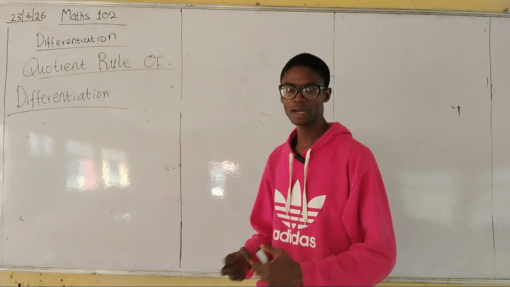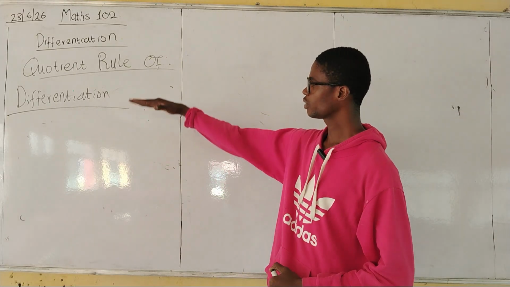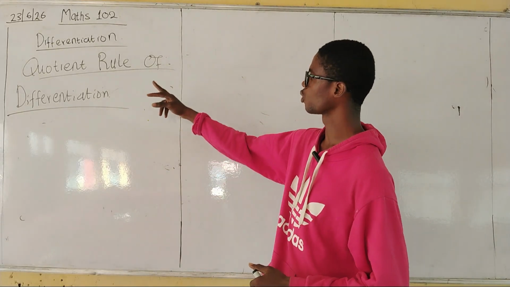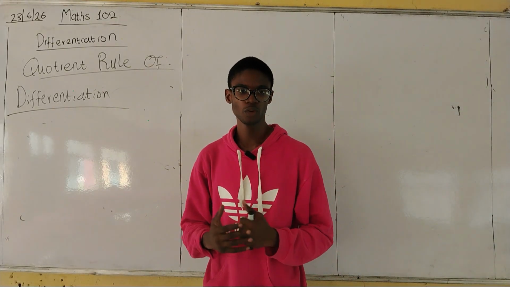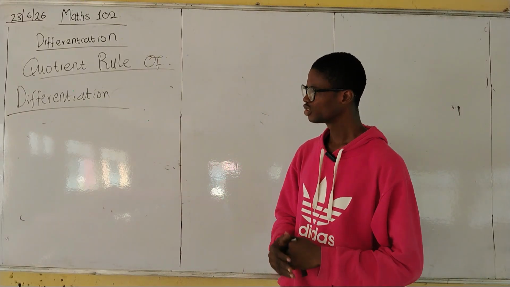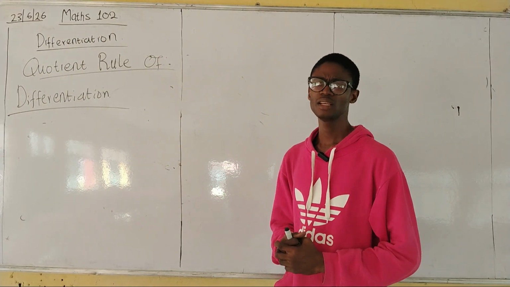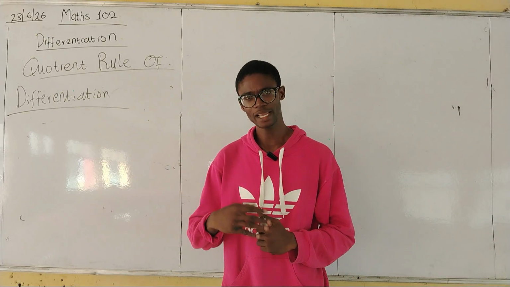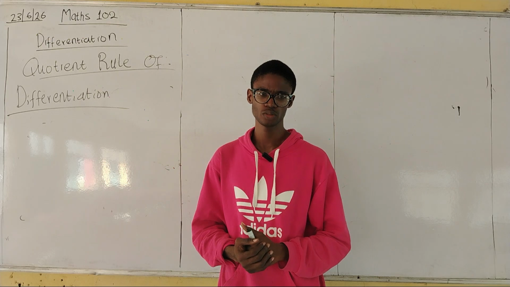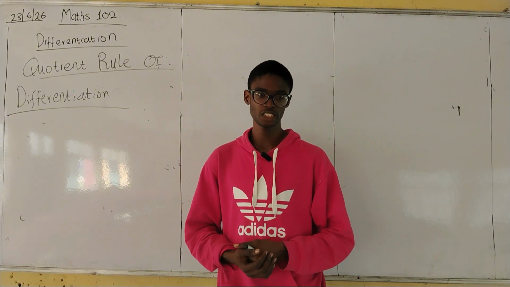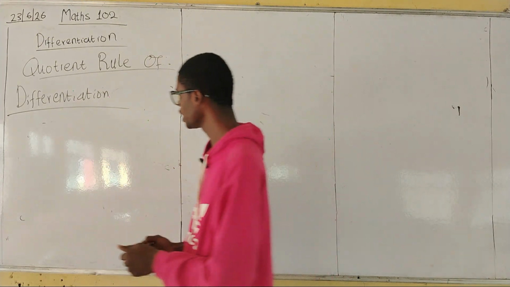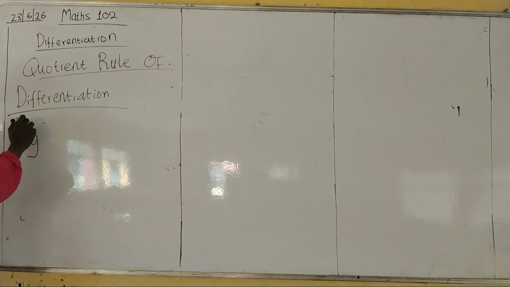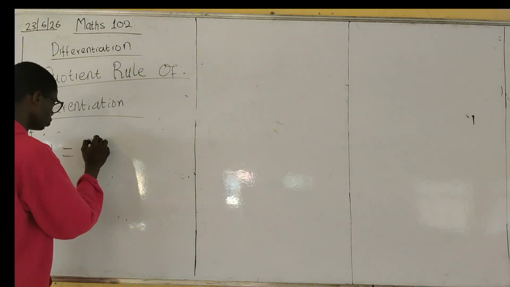So we are back with another method of differentiation, which we call the quotient rule of differentiation. We apply this rule when we have a rational kind of function to be differentiated. So if y is equal to u over v.